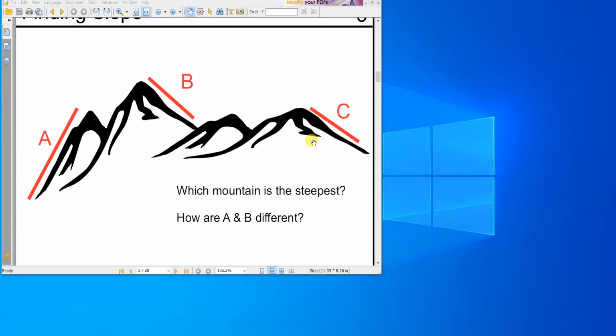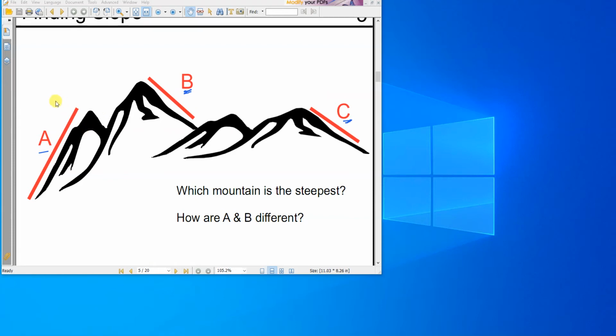So right here, I have three different mountains. And if we were to talk about these mountains, which one would you think is the steepest? Well, by looking at it, I feel like probably A is the steepest one here. Well, what about B and C? Which one is steeper here? Is B steeper than C? Probably. It's kind of a toss-up. This is why we need a measurement.